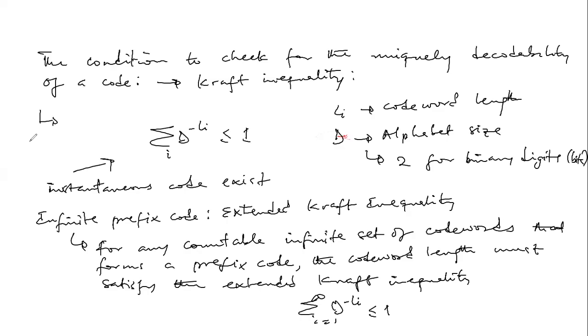Let's see, what do we have? What did we put there? Let's be sure. Yeah, it's negative. Okay. So, good. It's less than or equal to one. So this states that the code word length of any uniquely decodable code must satisfy this inequality.